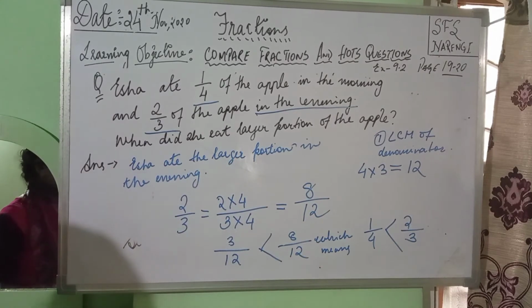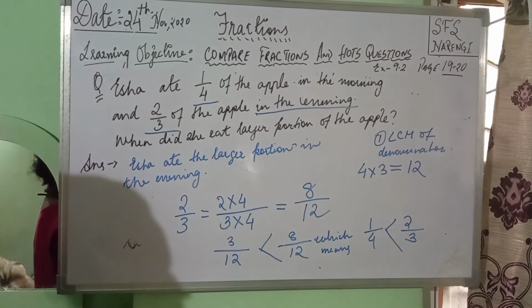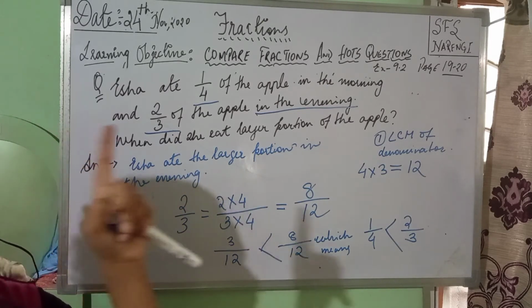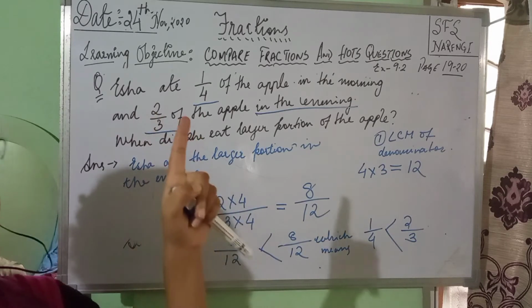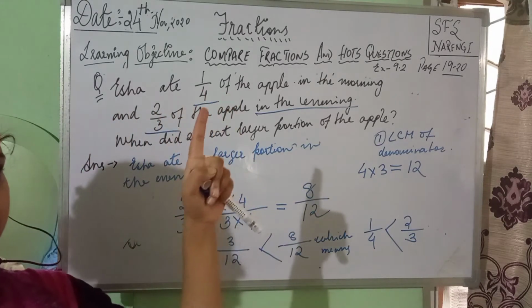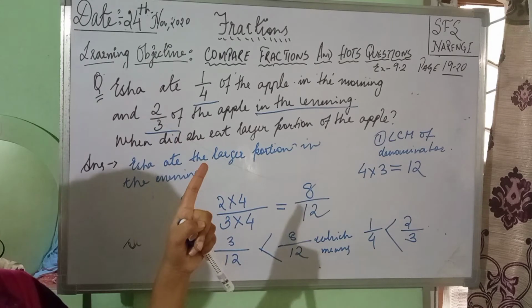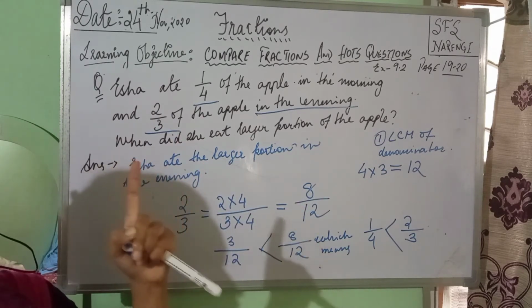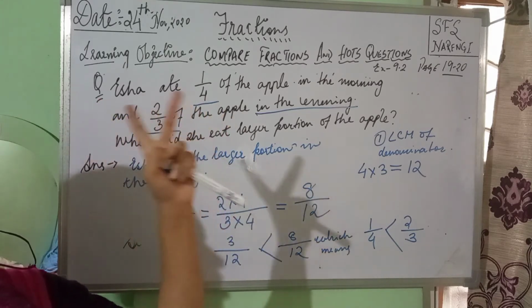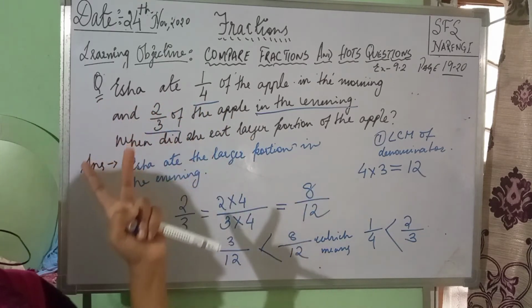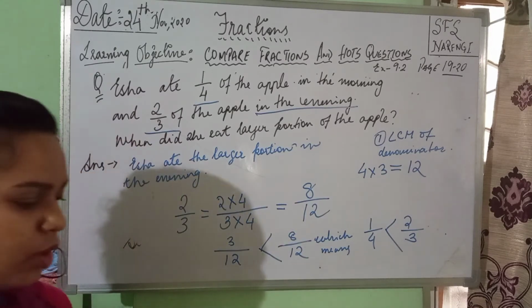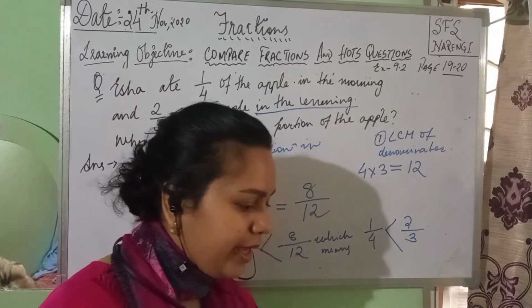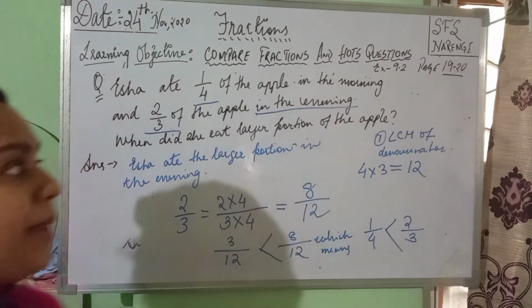Okay, children. So this is how we compare fractions. To compare fractions, the first thing that we do is take the LCM of the denominators, to write the fractions in such a way that they become equivalent fractions with the same denominator. And after that we compare the numerators and see which is smaller and which is larger. Okay. So I hope you can now compare fractions.